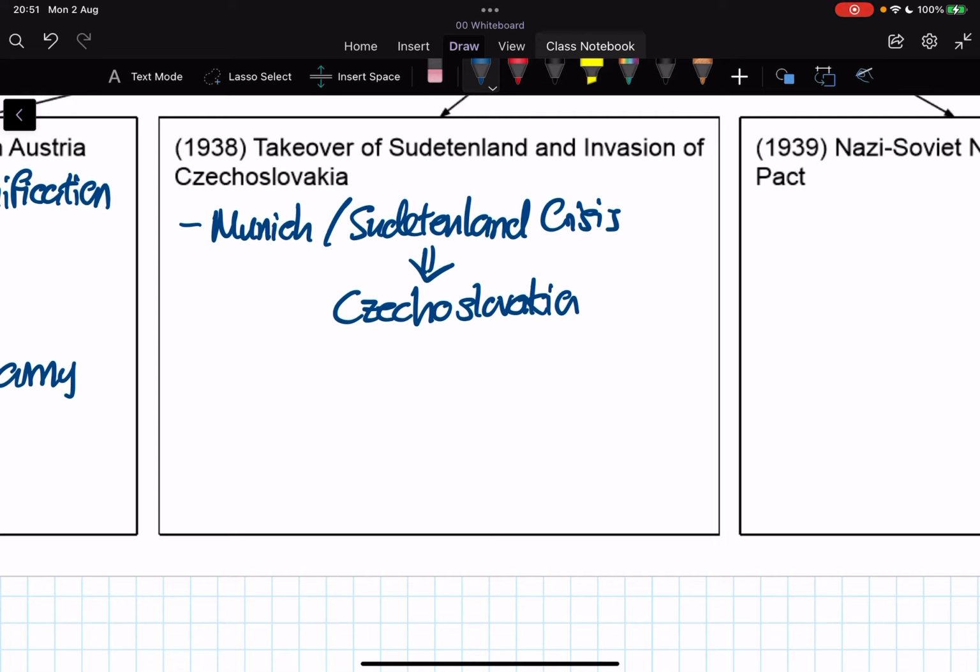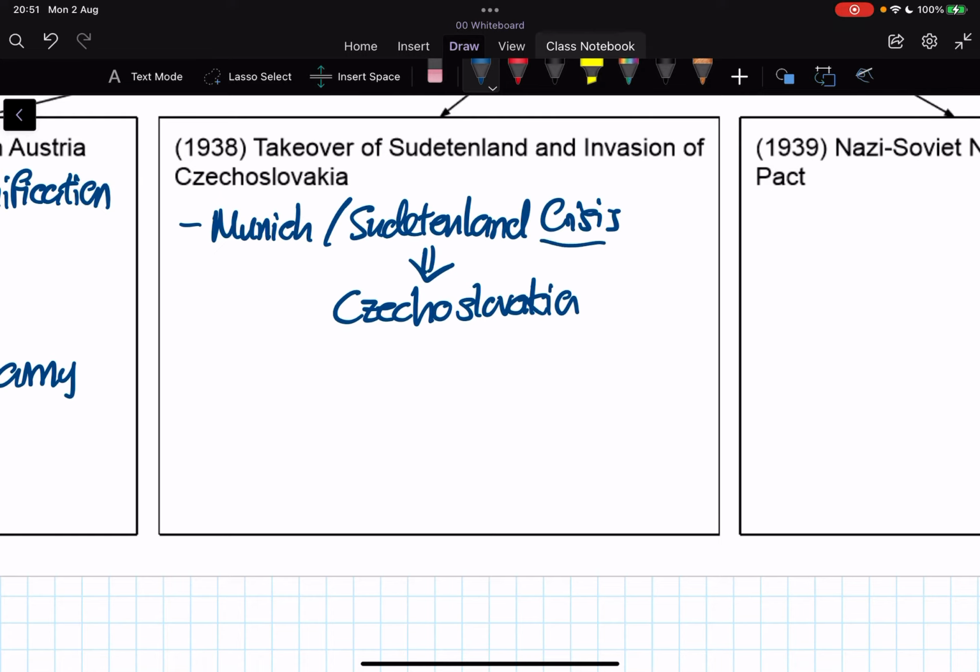He once again claims that the ethnic Germans were being bullied. They start to protest, and he says, you know what, there's a crisis. I, as the leader of Germany, have to protect the Germans. So he threatens to invade Sudetenland, he threatens to invade Czechoslovakia, and this therefore sparks a crisis.